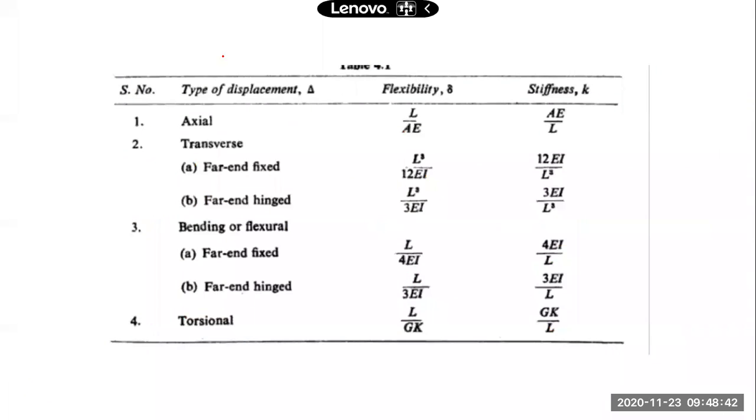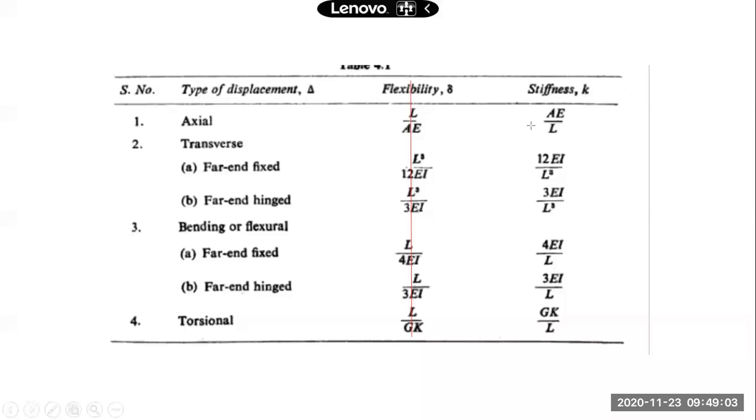Now I was talking about K11, K12. How do you get that K11, K12? You just leave this part, flexibility. When we are dealing with the flexibility method, we'll come to this. At present, what I'm working with is the stiffness method, so I'll be only telling about this.